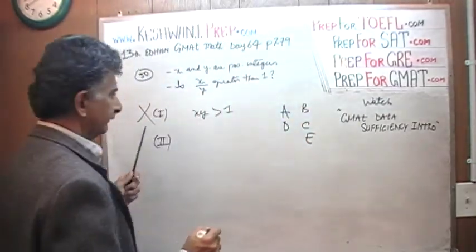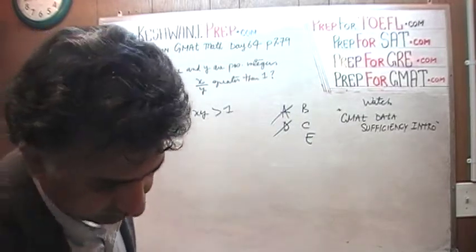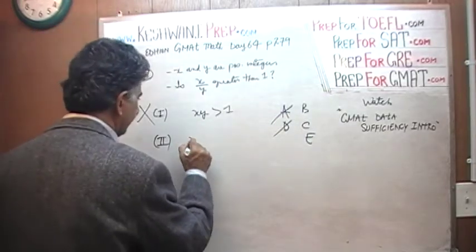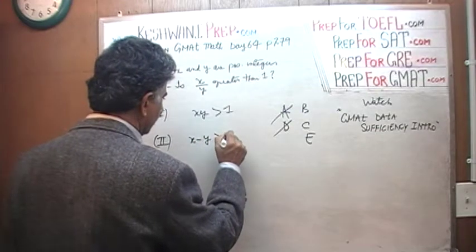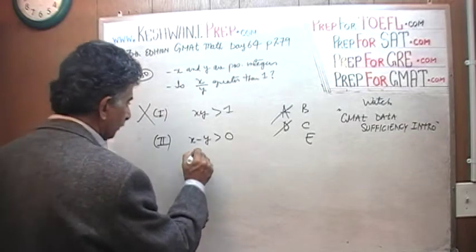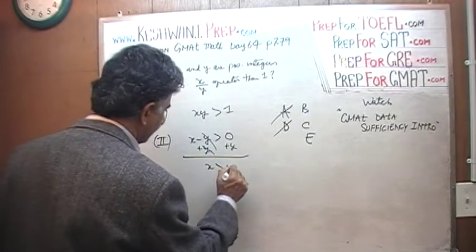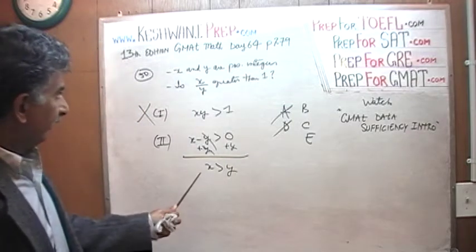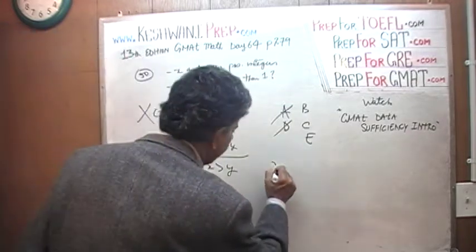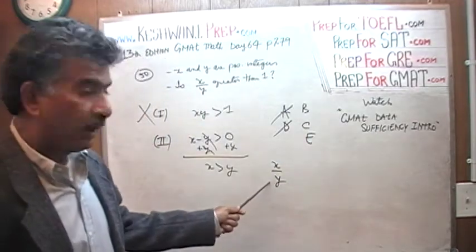The first statement does not work, answer cannot be A nor D. Let's look at the second statement. The second statement tells us that x minus y is more than 0. X minus y, their difference is positive. Well, if that's true, if you were to add y to both sides, we will see that x is greater than y.